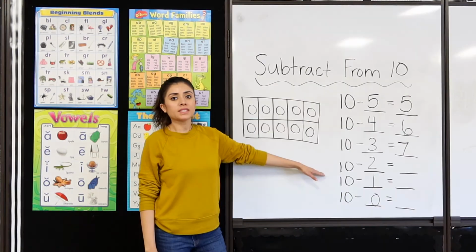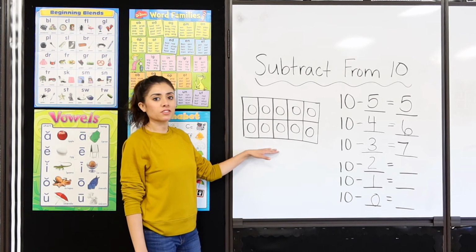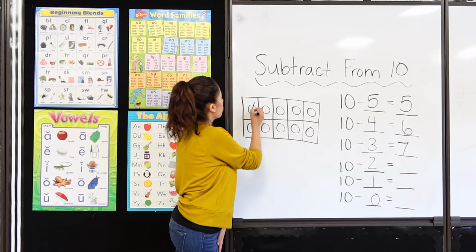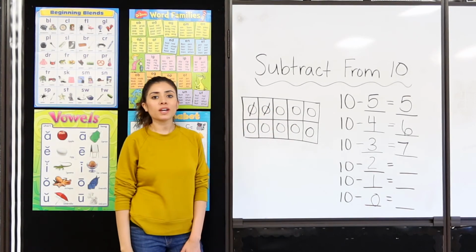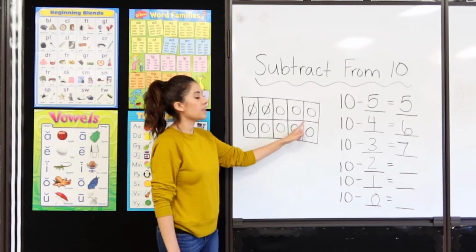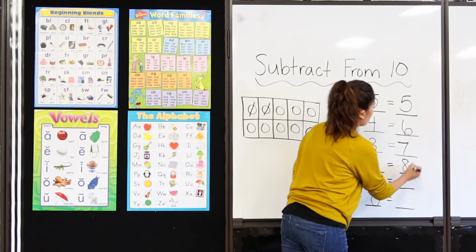Good job. 10 minus 2. I have 10 counters in my tens frame. Let's go ahead and cross off the 2 that we're subtracting. 1, 2. How many do I have left? 1, 2, 3, 4, 5, 6, 7, 8. 10 minus 2 equals 8.